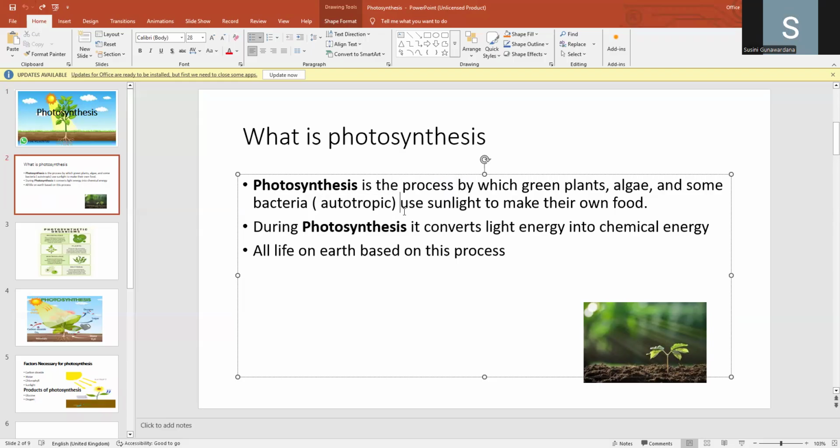They are using sunlight to produce food. So in that case, sunlight, or the light energy, is converted into chemical energy. Simply it means sunlight is stored inside glucose. All life on Earth is based on this process. We'll see how it happens.